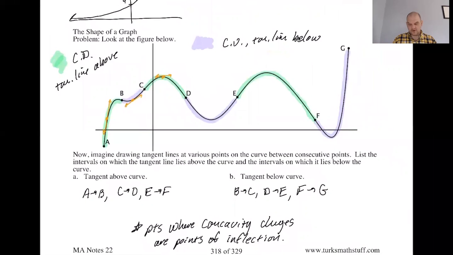And we're going to come back and talk a lot more about this. So we're finally talking about concavity for real, which is good because that gives us access to a whole new set of types of questions that we can answer. So I'm excited about that.